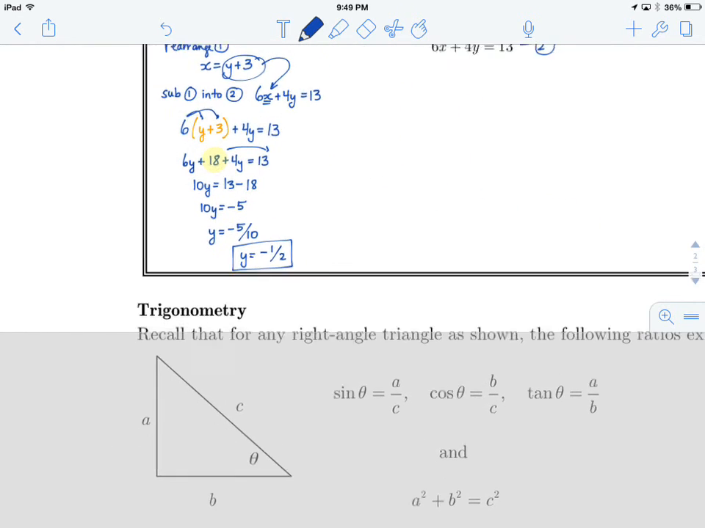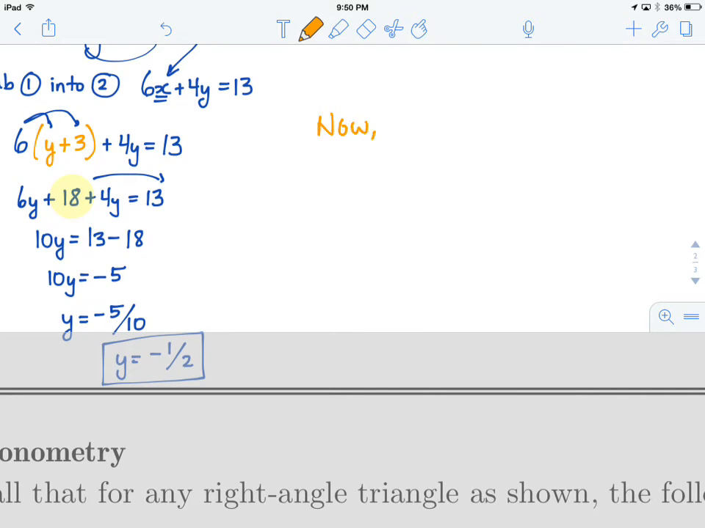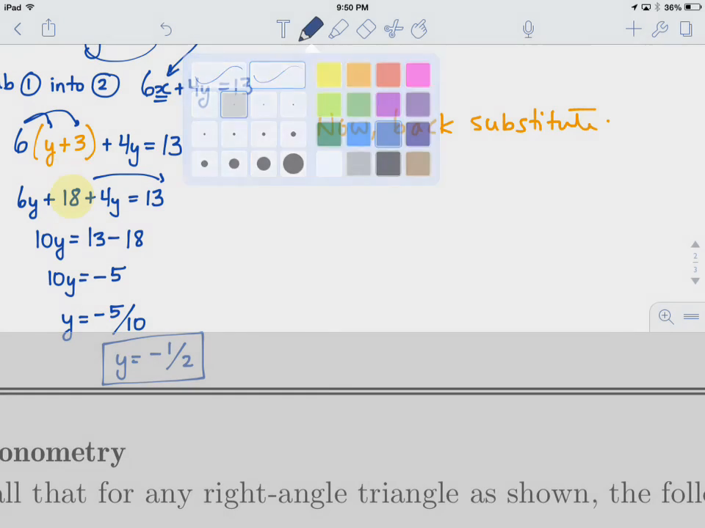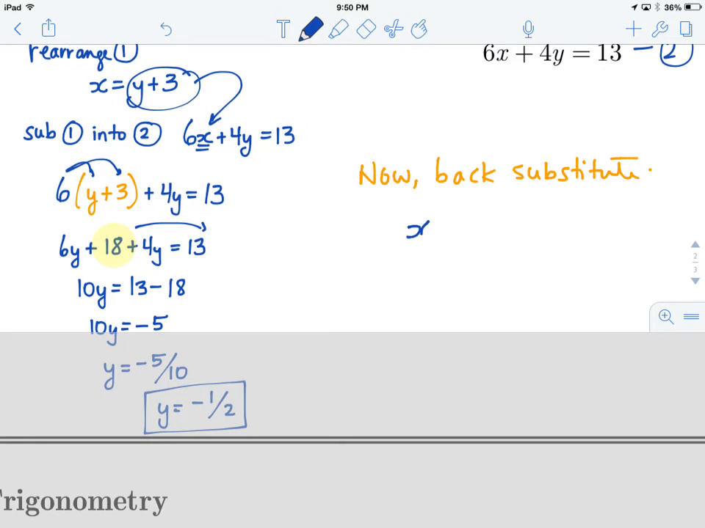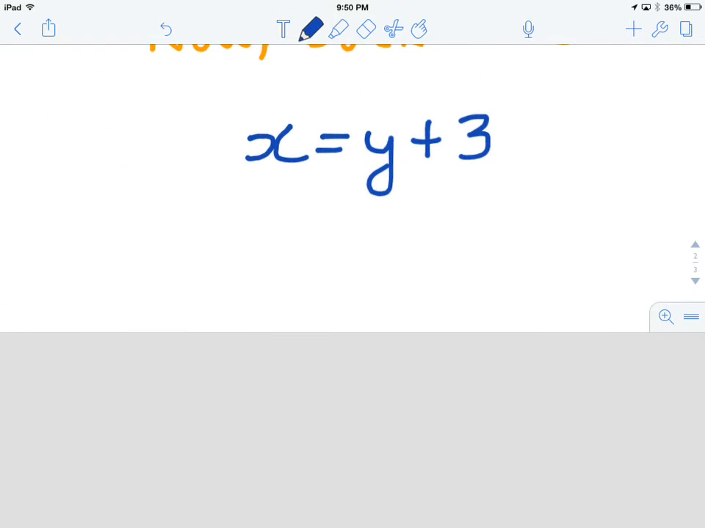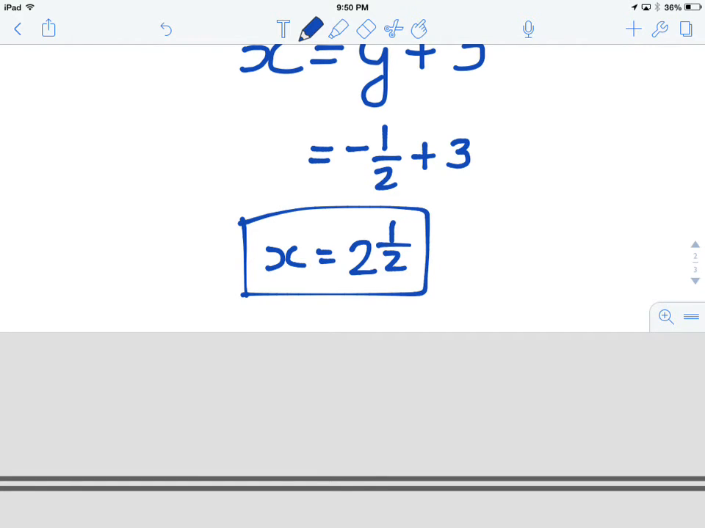All right, now many of you will remember, okay, how do we finish this? We back substitute. So that's our next step. And we take our solution for y, and I'm just going to use this rearranged equation number 1, because this is the simplest. Negative a half plus 3 is 2.5. And there we have it.